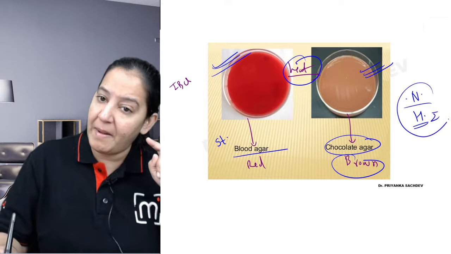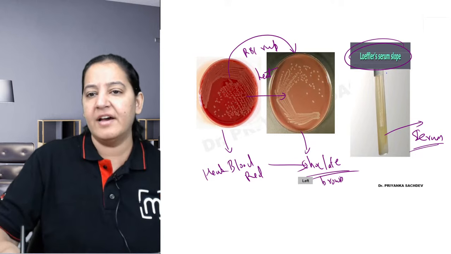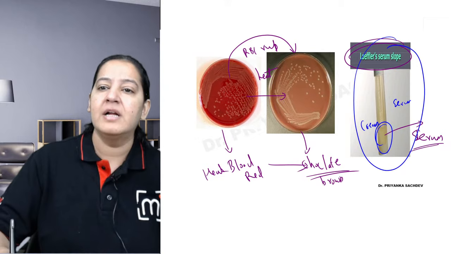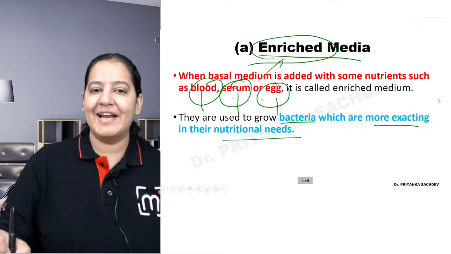The third you can see here, the Loeffler serum slope. Again a spotter. A test tube with cream color growth in that. It is typical Loeffler serum slope. It contains serum in that. So the name of the bacteria which requires it is Corynebacterium diphtheriae. You got my point? So let me summarize enriched media.